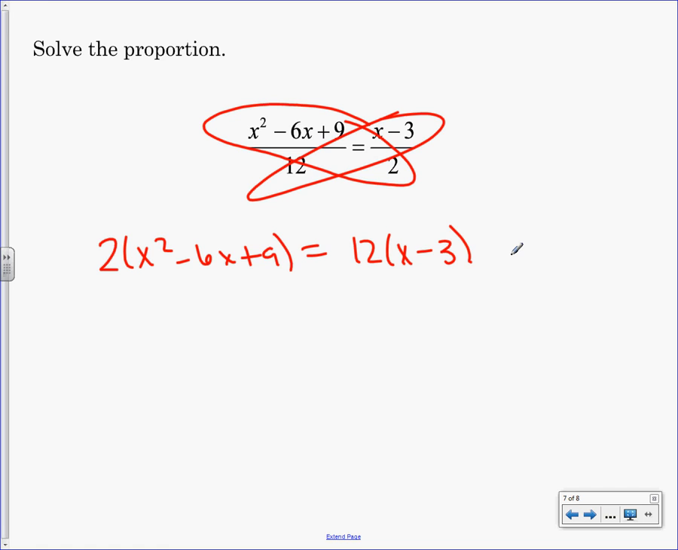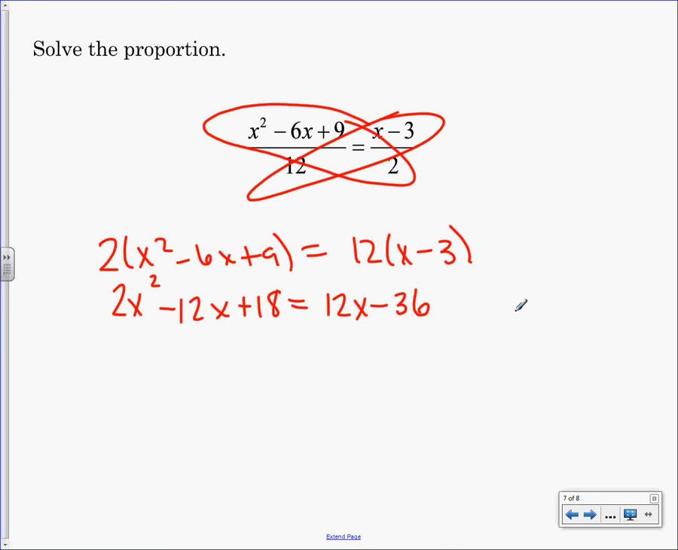Does everybody understand that's your first step? That should be kind of familiar to you from Algebra 1. Okay, so I'm going to go ahead and distribute the 2 and distribute the 12. So when I distribute the 2, what do I get on the left side of this equal sign? 2x squared minus 12x plus 18 equals what? 12x minus 36. Thank you.